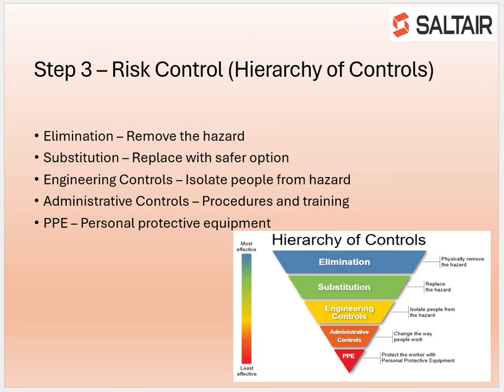The third step is eliminating risk, or implementing risk controls. This is done by using the hierarchy of controls, which ranks control measures from most effective to least effective. The goal is always to eliminate the hazard where possible, rather than relying on less effective control measures like PPE.